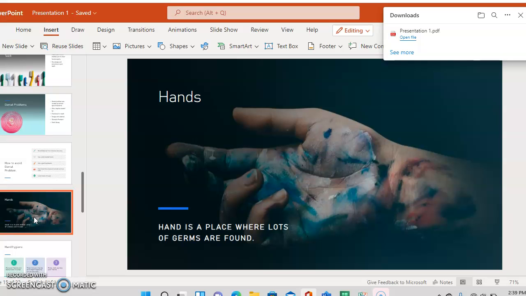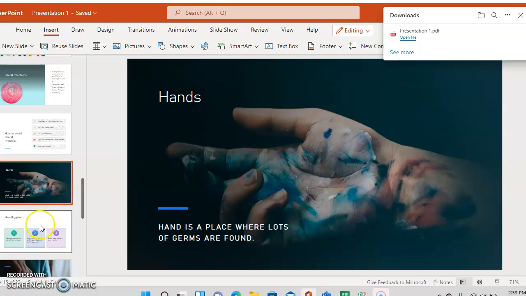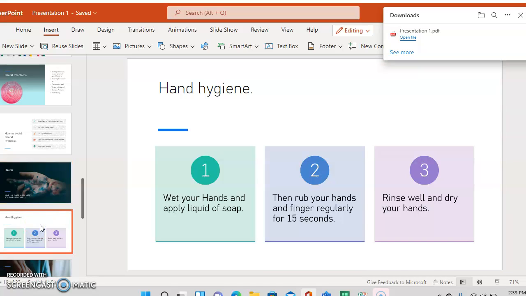Moving forward is hands. Hands are a place where you find a load of germs, because with everything you do with your hands, germs can come quickly to them. So how can you keep your hands hygienic properly? There are mainly 3 steps. First, get your hands wet and then apply liquid soap. In the second step, rub your hands and fingers properly for 15 seconds, and then rinse well and dry your hands.